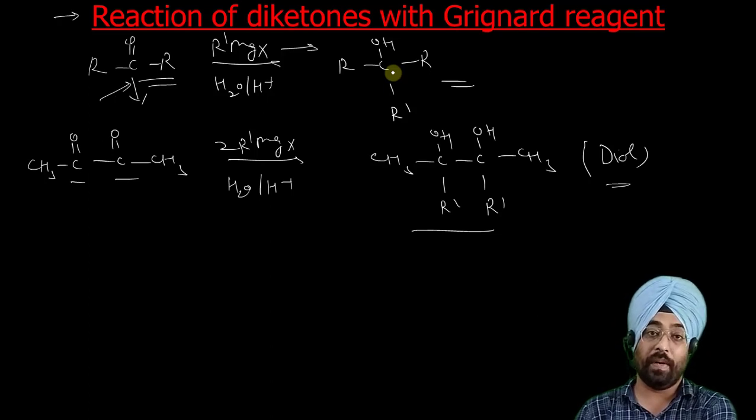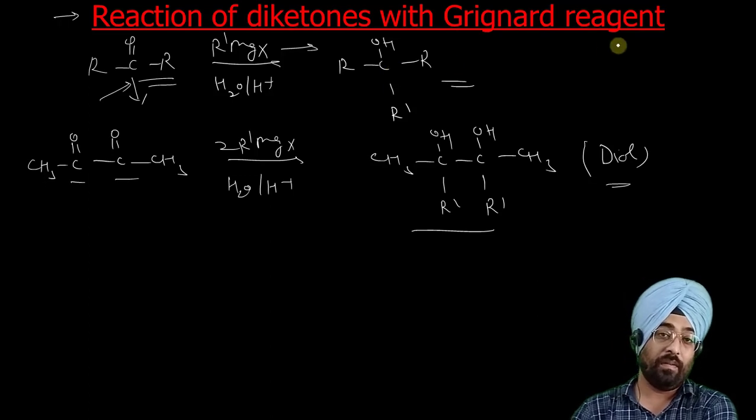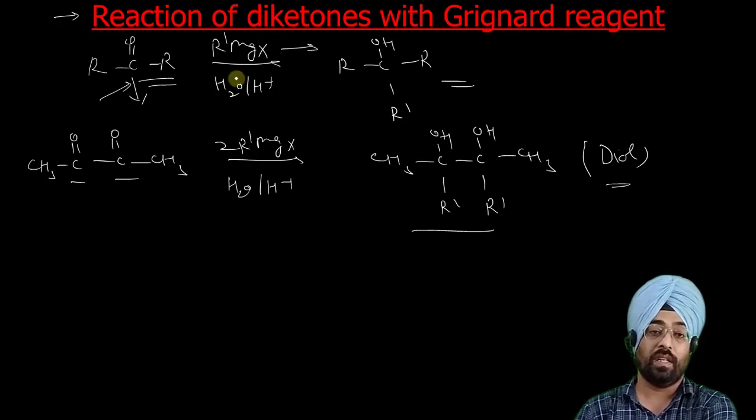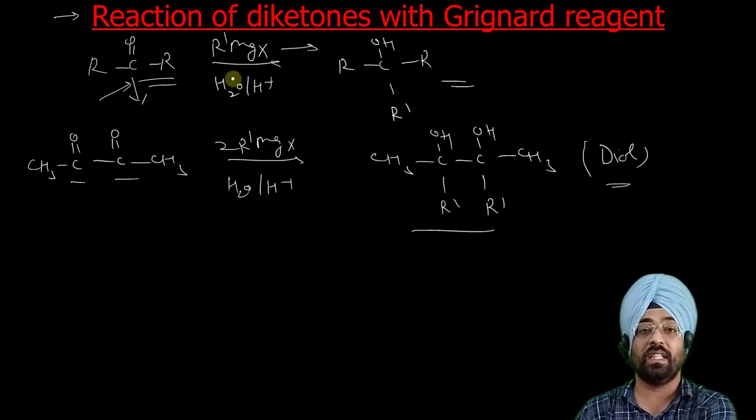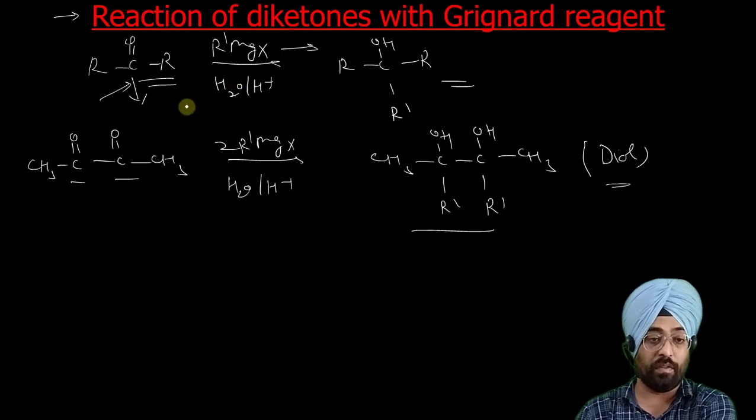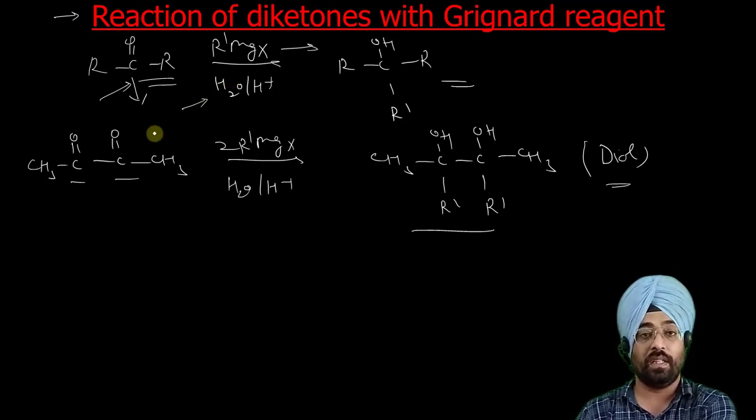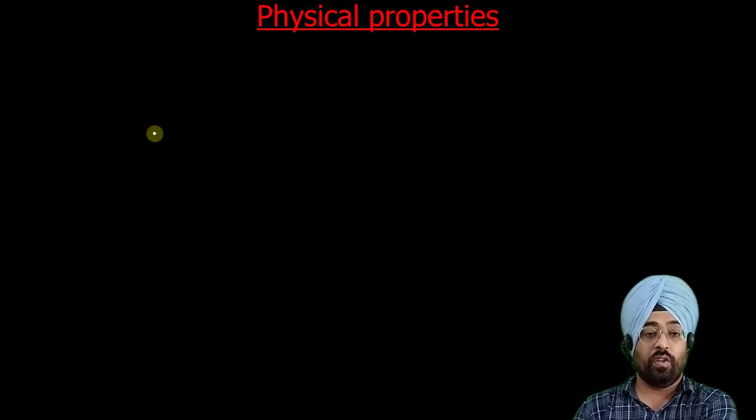So I have already prepared a lecture on the reaction of Grignard reagent with aldehydes and ketones. I have kept that link in the description section of this video, so you can go there. I have made a detailed lecture on organometallic reagents, how they can be used to synthesize alcohols from carbonyl compounds. So please see that lecture for the mechanism of this step and some other information that I have provided there. So that was all.